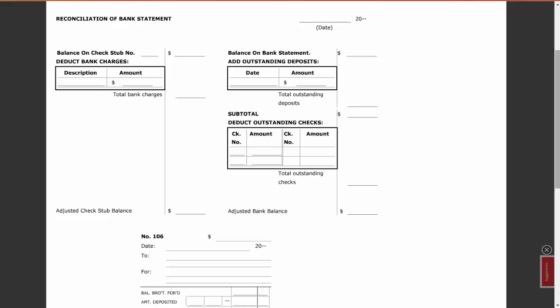So we have outstanding checks here, and you're going to deduct your outstanding checks because these are checks that you know are going to be cashed by people. They just haven't cleared the bank yet. So we're going to add our outstanding deposits, get a subtotal, subtract our outstanding checks, and we're going to get a number here. These two numbers need to equal. If they don't, we know somewhere we made a mistake.